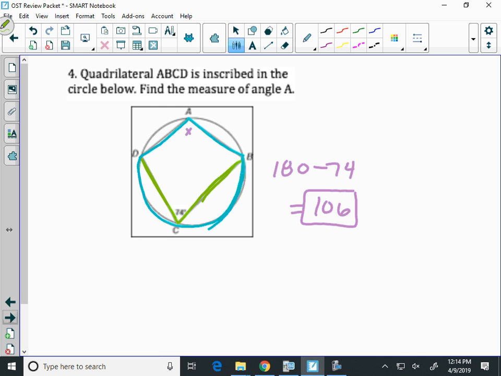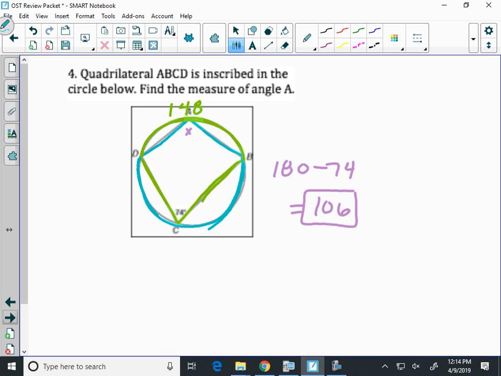Well, they gave me this angle. Okay, what do I have to do with 74 to find that arc? Going from little angle to big arc, what do we need to do with 74? Times it by 2. What's 74 times 2? Close. 148.